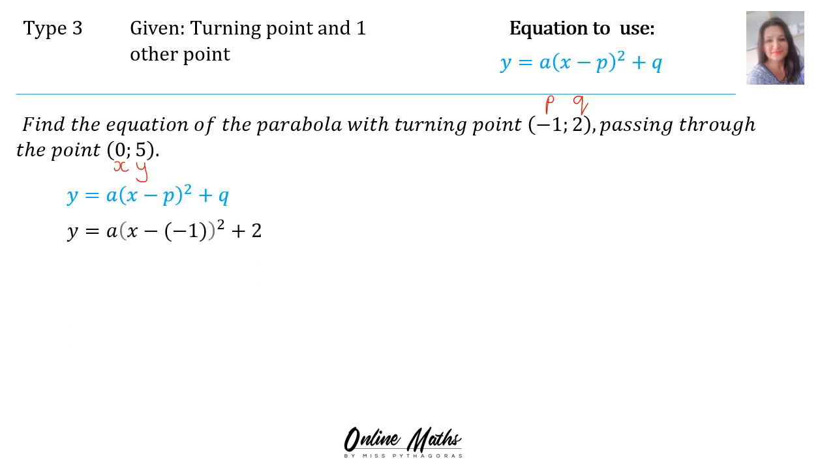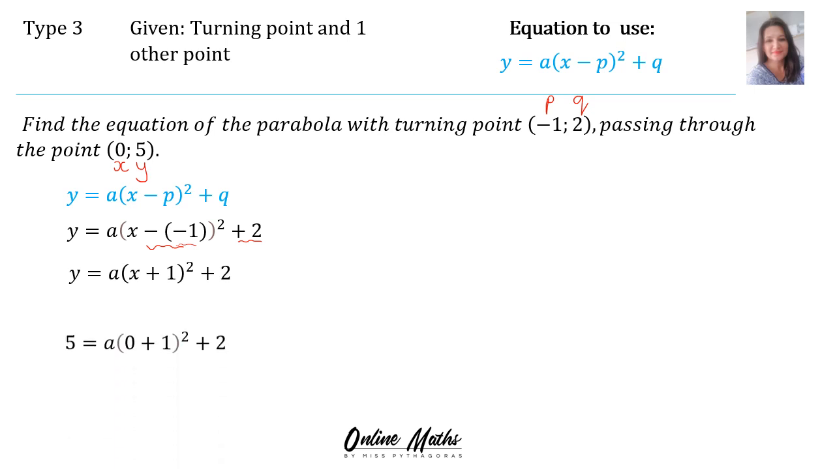In p's place, in goes the -1, and in q's place, the 2. And can you see I used a bracket there when I substituted in p's value. And then it becomes y = a(x + 1)² + 2.